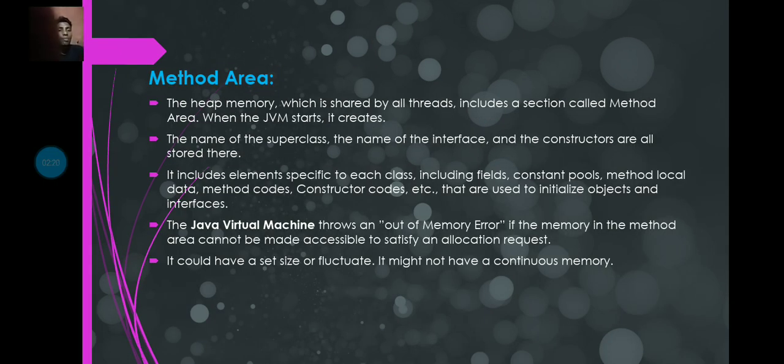Method area. The heap memory, which is shared by all threads, includes a section called the method area. When the JVM starts, it is created. The name of a superclass, the name of an interface, and the constructor are all stored there. It includes elements specific to each class, such as fields, constant pools, method data, method codes, and constructor codes that are used to initialize objects and interfaces. The Java virtual machine throws an out of memory error if the memory in the method area cannot be made available to satisfy an allocation request.